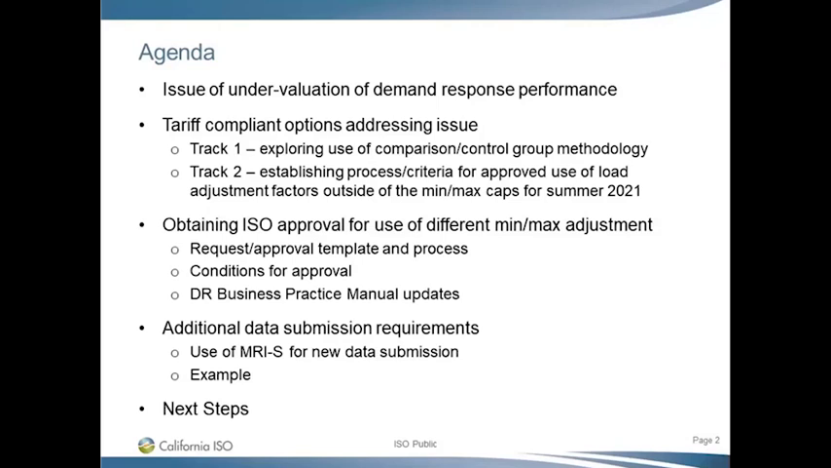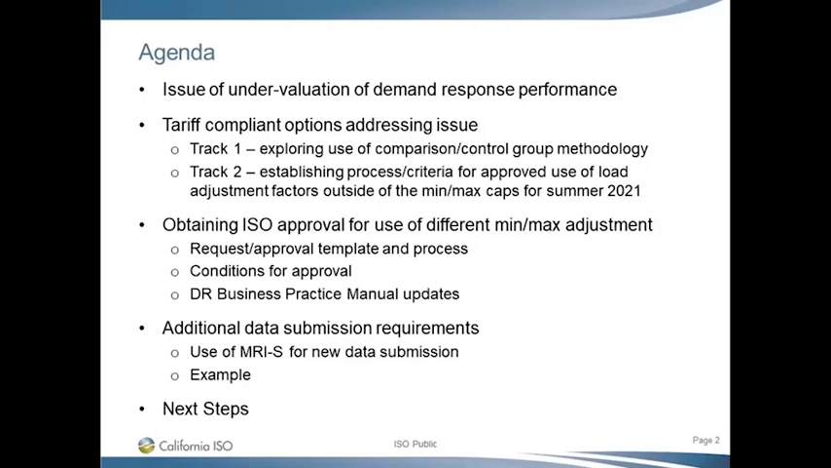So today we're going to cover some of the issues of undervaluation of DR performance that we've heard based on last summer's heat wave. We're going to be going over a couple options that the ISO has been considering to address these issues that have been presented to us. There are two different options that we have been exploring. One is the use of a comparison and control group methodology, and the second is establishing what's necessary for the use of load adjustment factors outside of a min-max cap for the summer of 2021. And really, it's the second track that we're going to focus most of our attention and discussion on this call. But I did want to make our DR stakeholders aware of this additional option under track one that the ISO is pursuing for the summer as well.